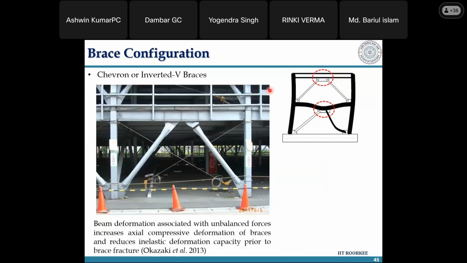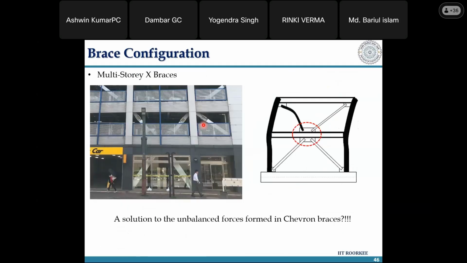So these are some events. This is the Christchurch earthquake, and you can see the failure that has happened in the chevron arrangement. Here the beam has not failed, but there is a net section fracture that has occurred in the braces, right? Again, this is related to the unbalanced forces coming into picture. But here, rather than the beam failing, the beam sizes are very low, but the connection design has been done very badly. This is a multi-story X-brace frame.